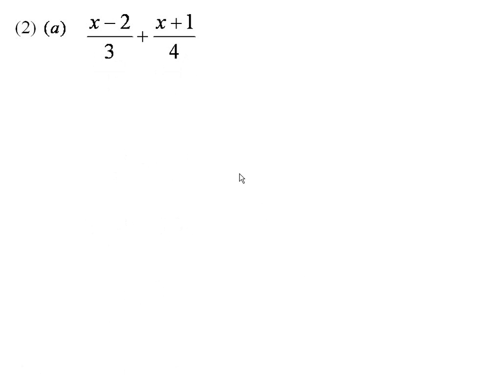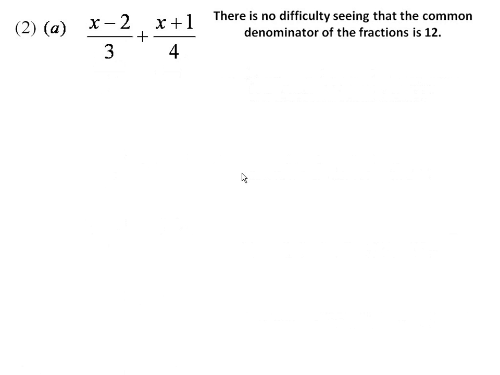Algebraic fractions. There is no difficulty seeing that the common denominator of the fractions is 12. Whenever we have denominators that do not have common factors, we are sure that the common denominator, which is the LCM of them, will be the product of the two of them. 4 times 3 is 12. The common denominator is 12.